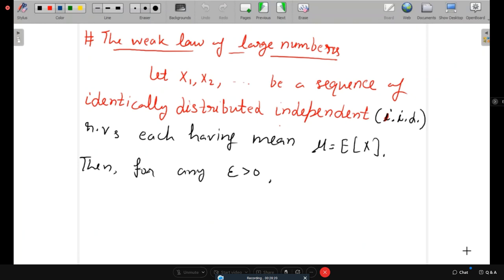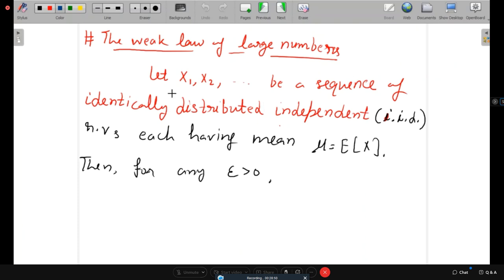Okay, so what this is as follows. Let there be a sequence of identically distributed independent random variables. So let's try to understand this. They are independent random variables, a sequence of independent random variables. And you know what we mean by sequence? X1, X2, X3, which you can enumerate.